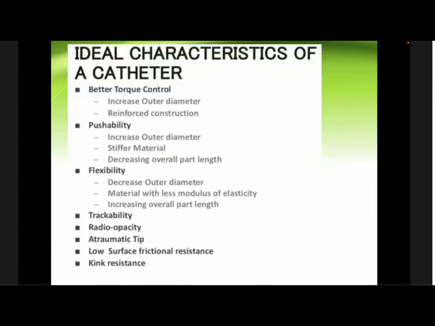So an ideal catheter should have better torque control, better pushability, flexibility, trackability, radiopacity, and hemocompatibility, and low friction and kink resistance. For better torque control, the increased outer diameter will help, and a more reinforced multi-layered construction will help. Pushability is also increased by the increased outer diameter and stiffer material, and decreasing the overall length of the catheter will increase the pushability.